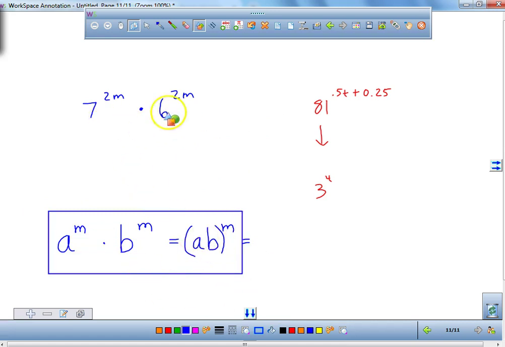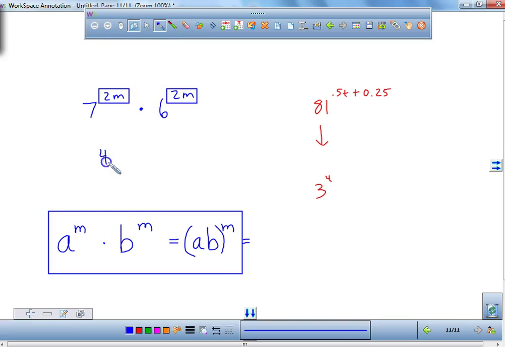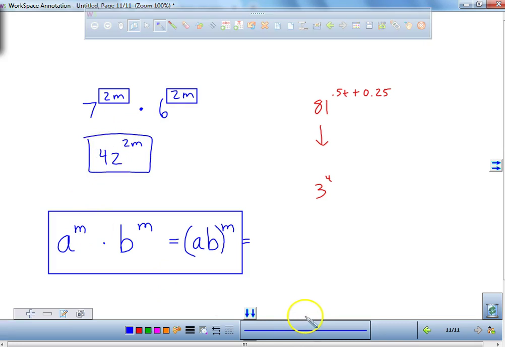Right? So if these powers are the same, see how those powers are exactly the same? Then I'm allowed to multiply those coefficients together. So this becomes 42 to the power of 2n. Okay? So, if and only if this power matches this power, then you can multiply those coefficients together.